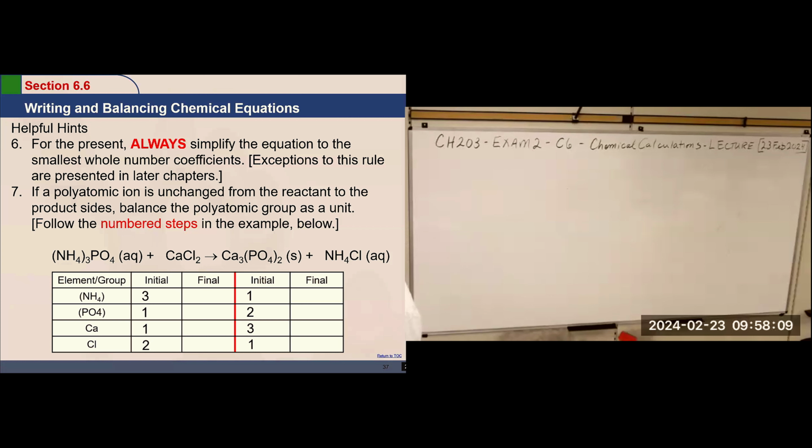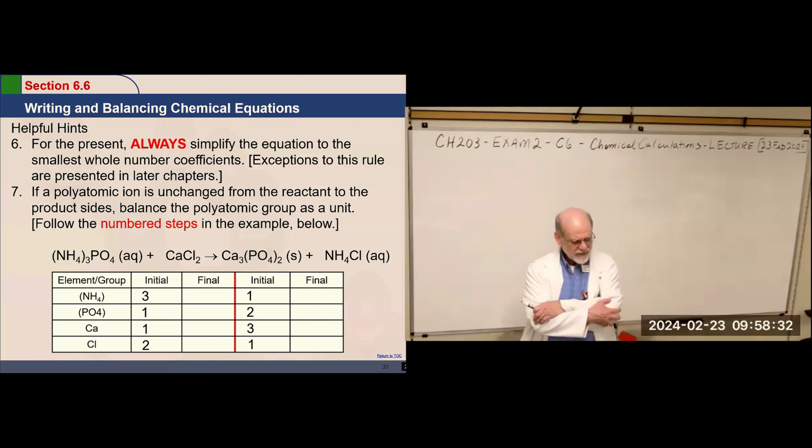Phosphate, same way, we've got phosphate there, phosphate there. So we're going to use those as our balancing groups. And we've done our initial tally, right? 3 ammonia on the left, 1 ammonia on the right. Phosphate's 1 on the left, 2 on the right, calcium's 1 on the left, 3 on the right, chlorine is 2 on the left and 1 on the right. So where do we start?